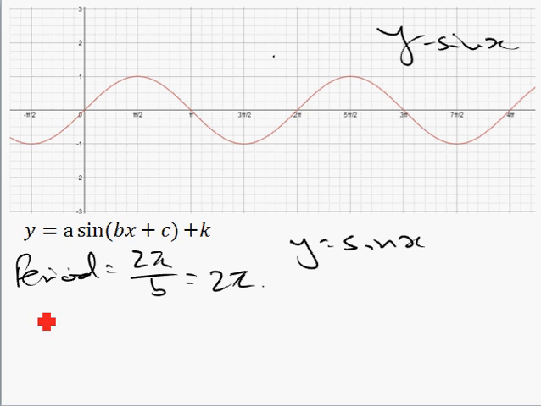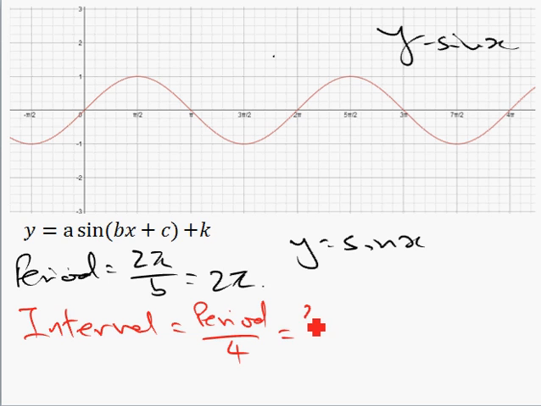Now, what I want to tell you is there's something known as the interval. The interval is the period divided by 4, which is 2 pi divided by 4, which is pi over 2. Now, what is an interval? I'm going to describe it visually.